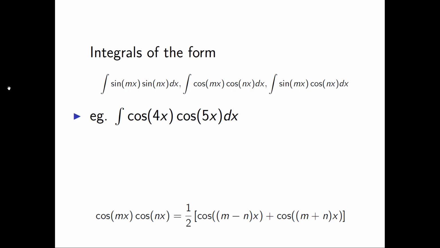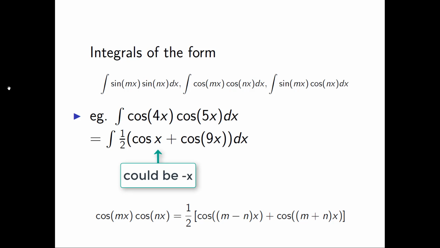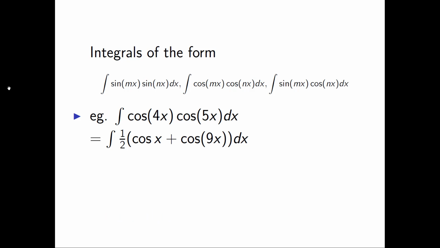We get the m minus the n and the m plus the n, and so we're going to get cosine x plus cosine 9x. Notice actually this could be a minus or a plus, it doesn't matter, it depends which way around we put it, because this could be 5 minus 4 or 4 minus 5, it doesn't matter. And the 9x obviously is just 5 plus 4, and now to integrate this is very straightforward. We're going to get sine x plus sine 9x over 9, and that's about it.